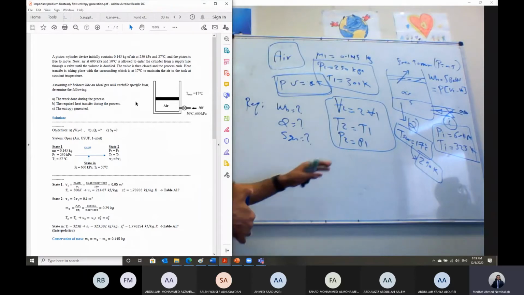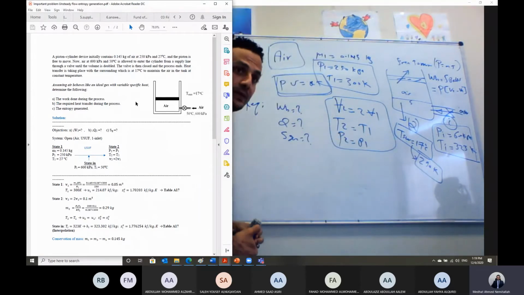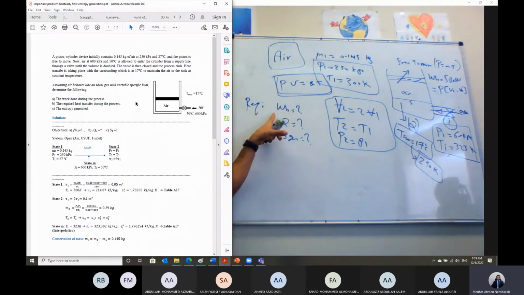So it is the same problem as what we have learned in chapter 5. We have an unsteady flow problem, open system unsteady flow. I am required to calculate the work, to calculate the heat transfer, and finally I will also be required to calculate the entropy generation.